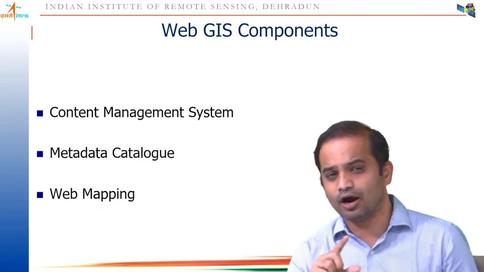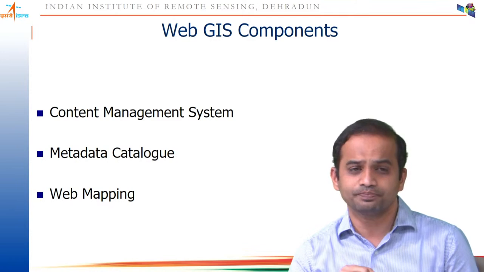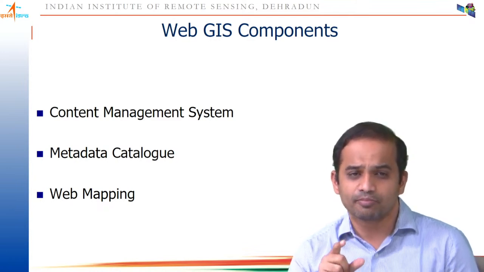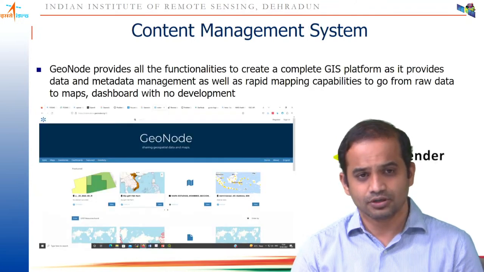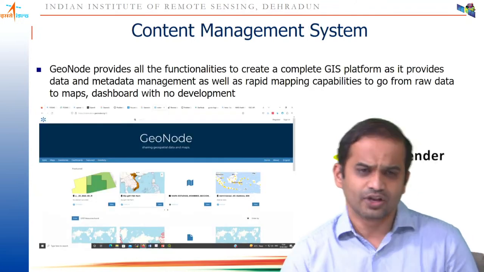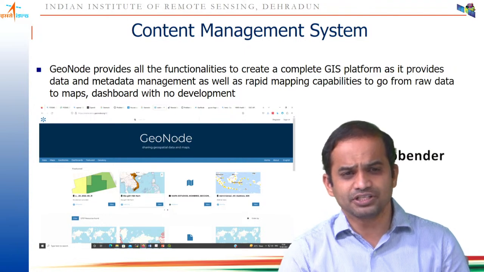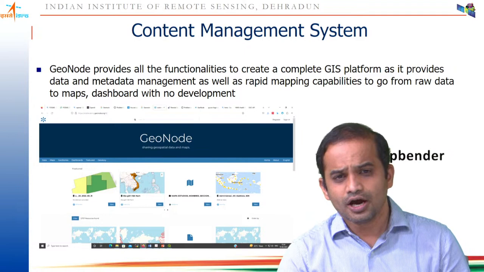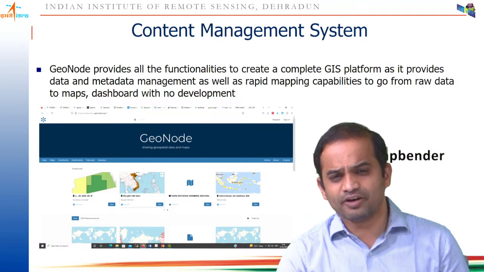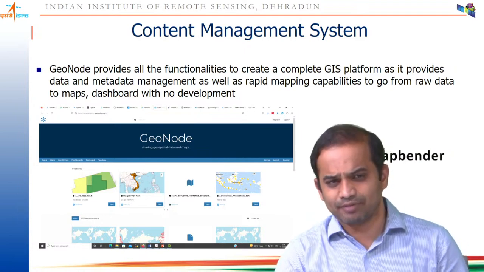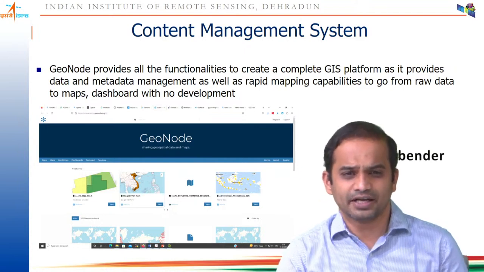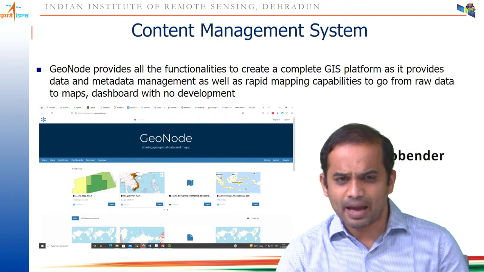and we'll see this entire umbrella of these three components, how you can use free and open source software based on your requirement. So one example, if you can see here, for a content management system is GeoNode. Using GeoNode, you can use all the functionality which a complete GIS platform has, and these functionalities provide data and metadata management, and mapping capability.